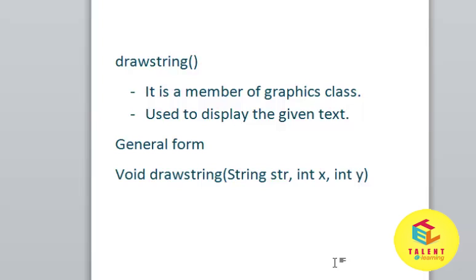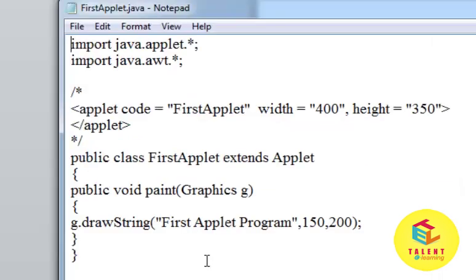Now let's check the example. This is our first example of applet. First of all, we should import the applet class and AWT class. This is the comment line which contains the applet tag of HTML. Here code contains the value of the class name, then width and height.